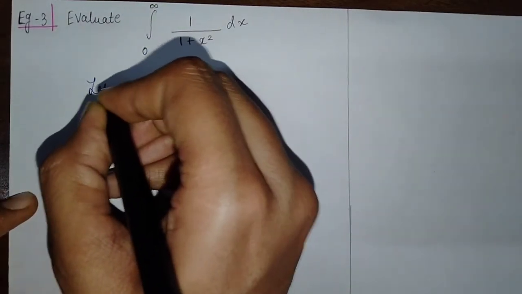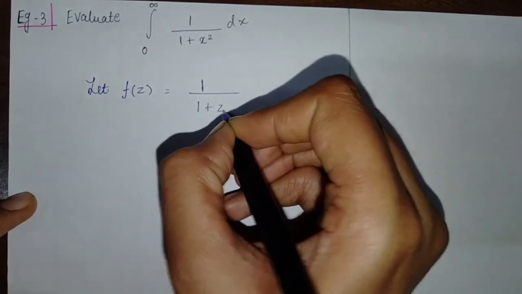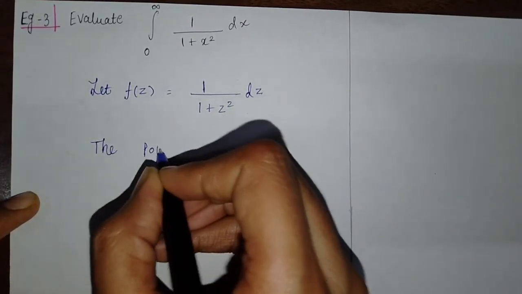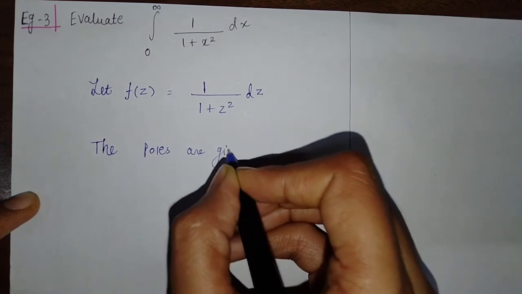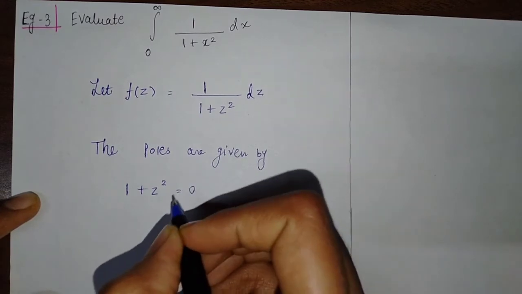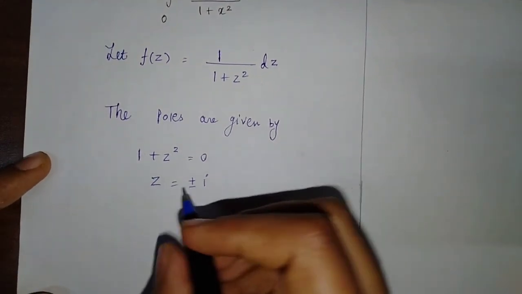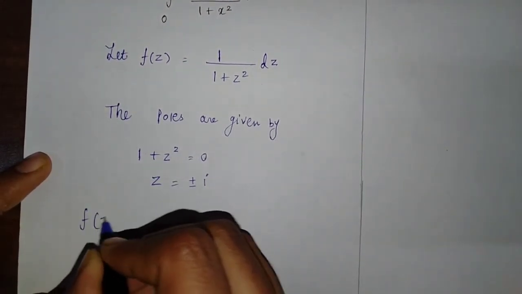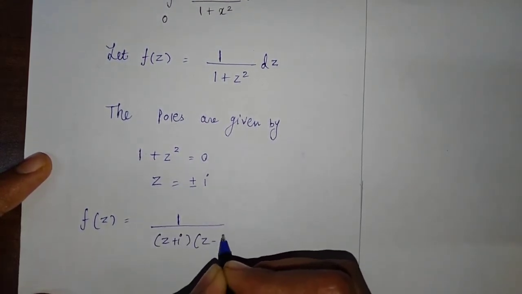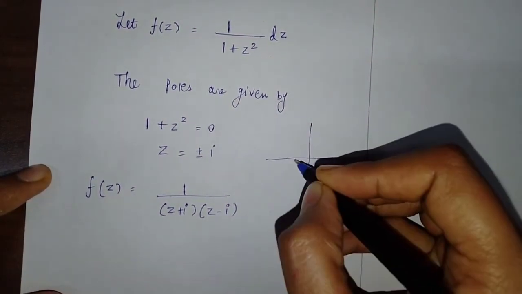So first of all, we will take the function in the form of z. So it will be 1 by 1 plus z square dz. Okay, so now we will find the poles. In order to find the poles, we will take 1 plus z square equal to 0. So it will be z equal to plus or minus i. So the poles are plus or minus i. So we will get 1 by (z plus i) into (z minus i). Okay. And you also have to draw the figure.